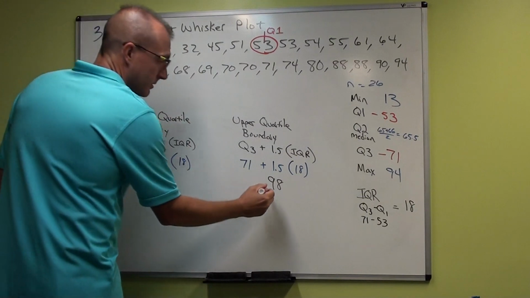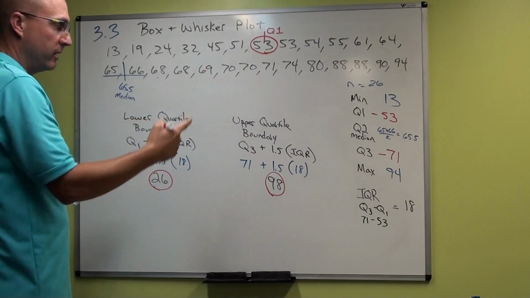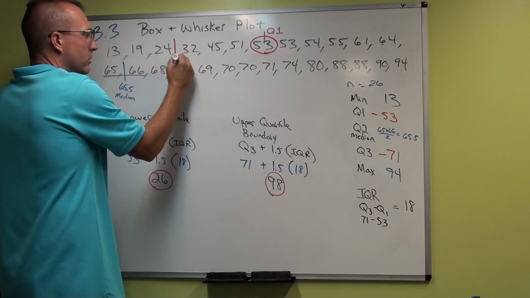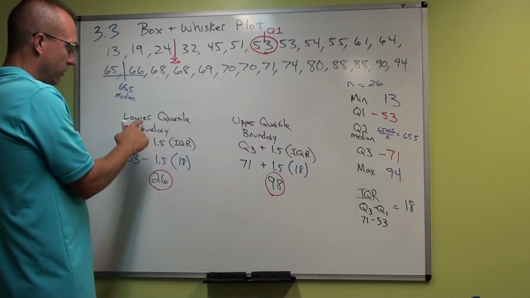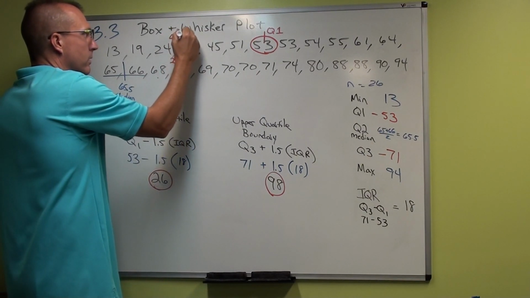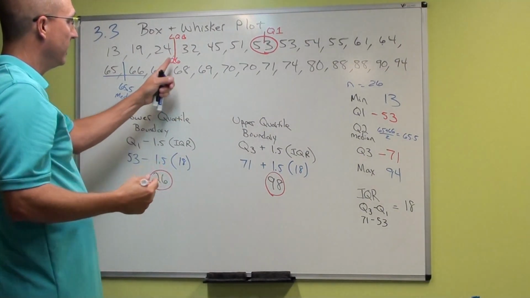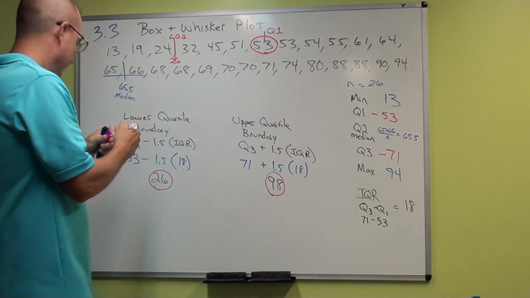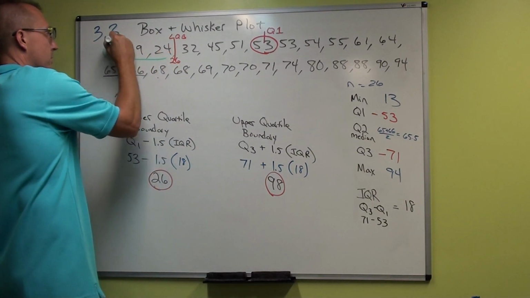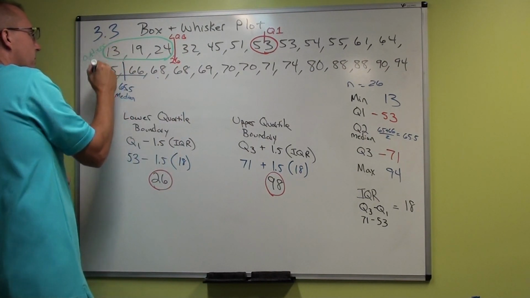Alright, we're not done yet. What we have to do is go up here and find 26 and 98. So 26 would be here. This is your lower quartile boundary, LQB. Lower quartile boundary. That means any number on the left of this, which are these, are your outliers.